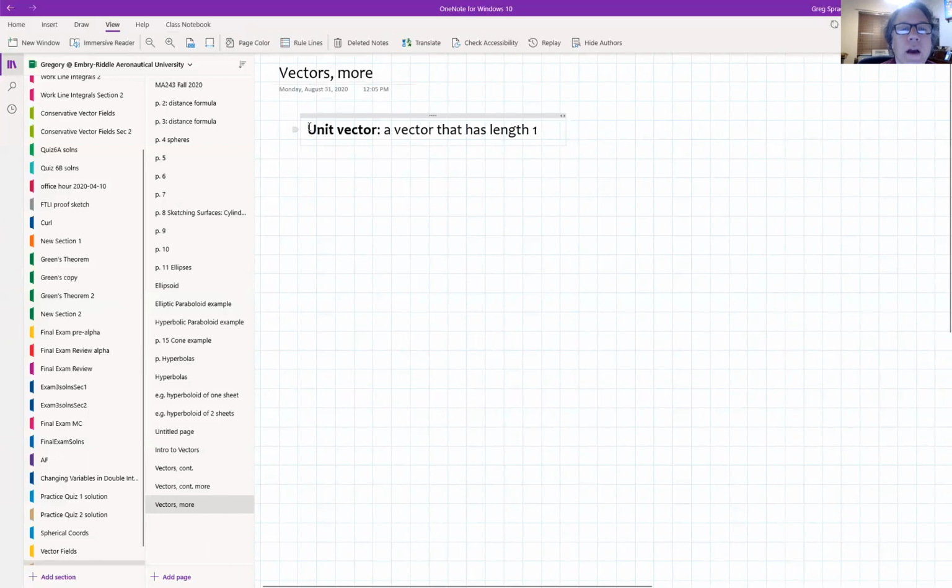Now, something that you have to do once in a while is take a vector that's not a unit vector and scale it so that it is a unit vector. And let me show you how to do that.